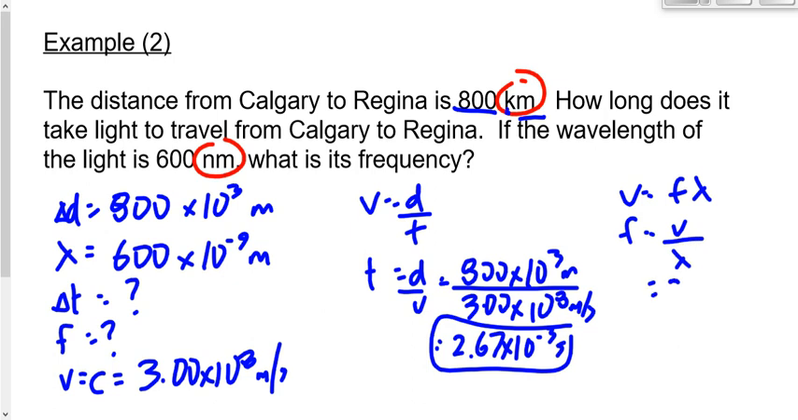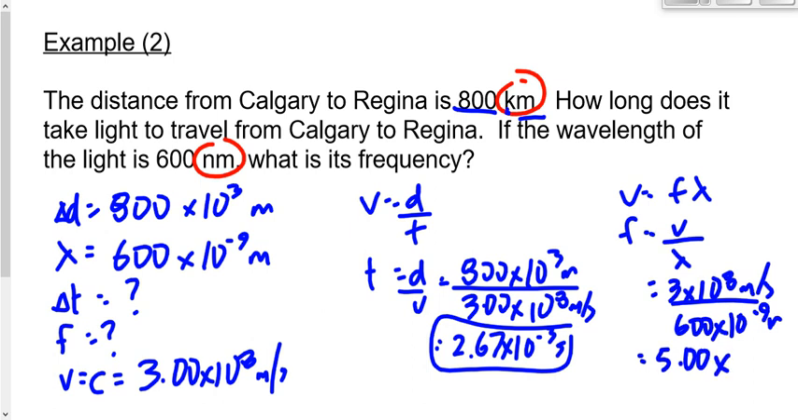Let's say 3 times 10 to the 8 meters per second, divided by the wavelength, which is 600 times 10 to the minus 9. I believe when we do that, it works out to be 5.00 times 10 to the 14 hertz.